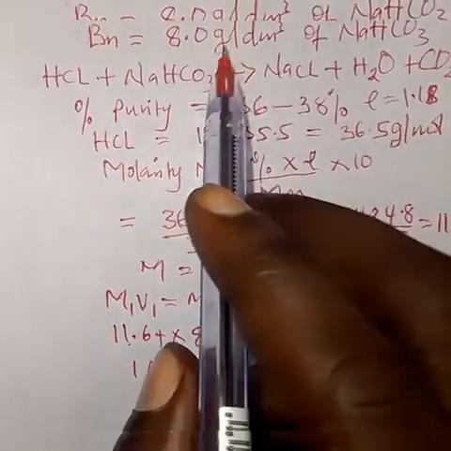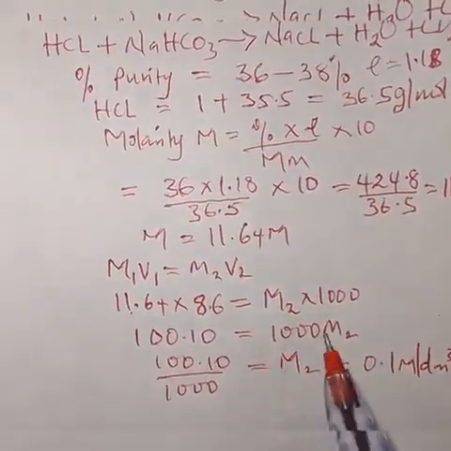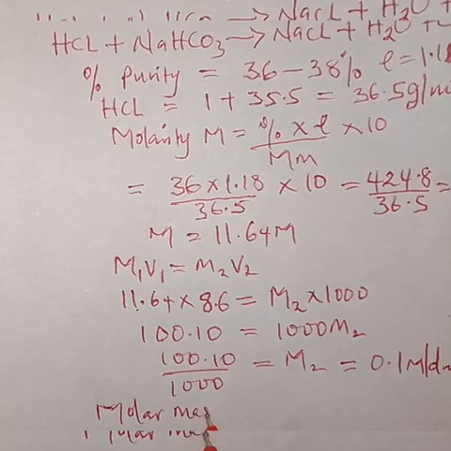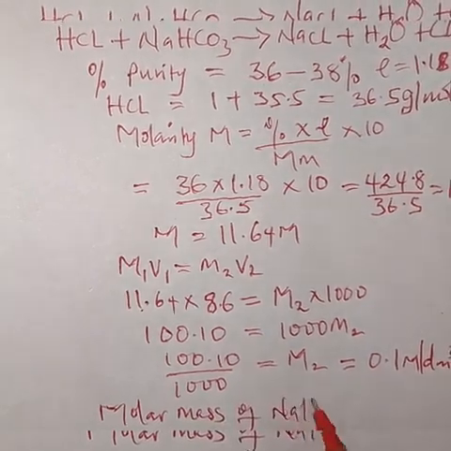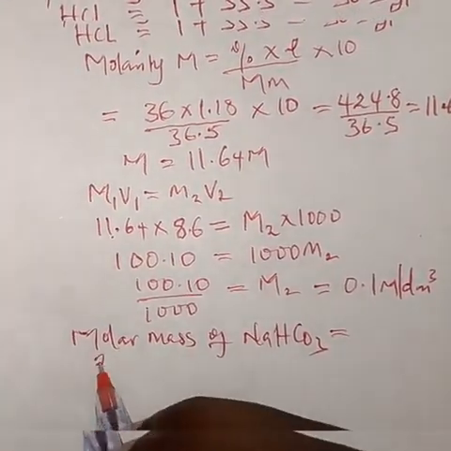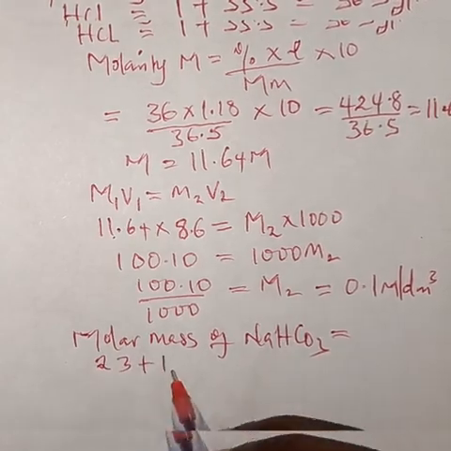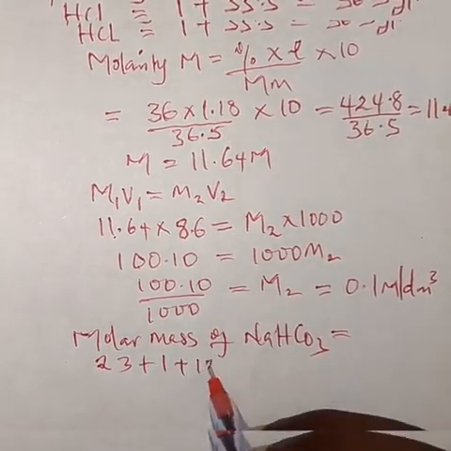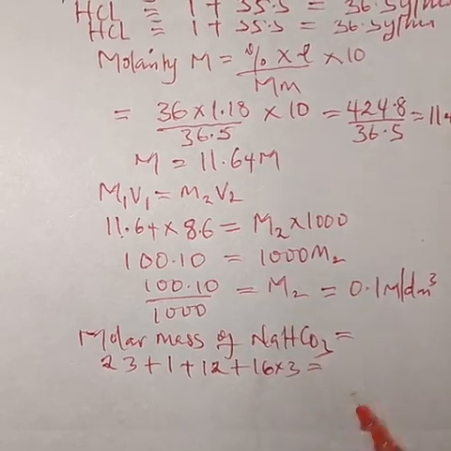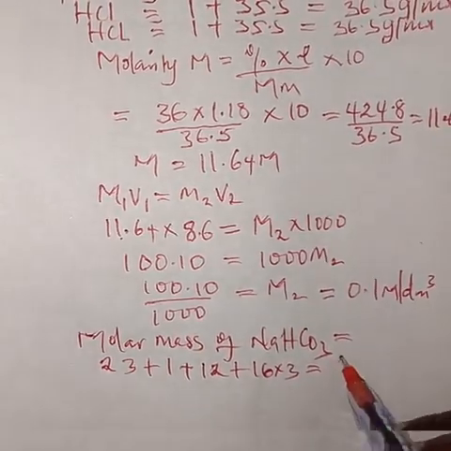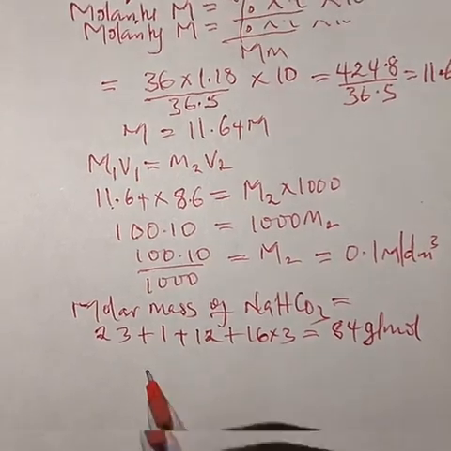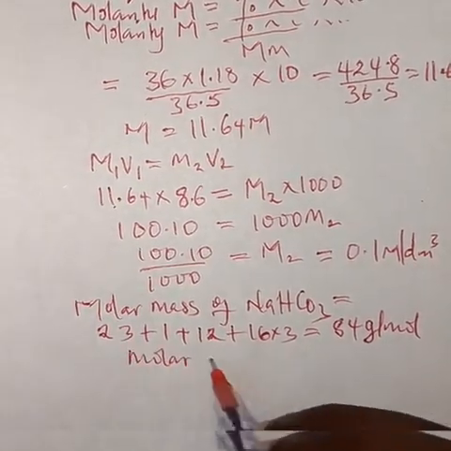Now what I will do is, let's find the molar concentration of the base. Molar concentration is equal to mass concentration over molar mass. So let's get the molar mass of the base first. The molar mass of the base is equal to 23 plus 1 plus carbon, which has 12, plus oxygen that has 16 times 3, and everything should add up to give you 84 grams per mole. So this is the molar mass of the base.